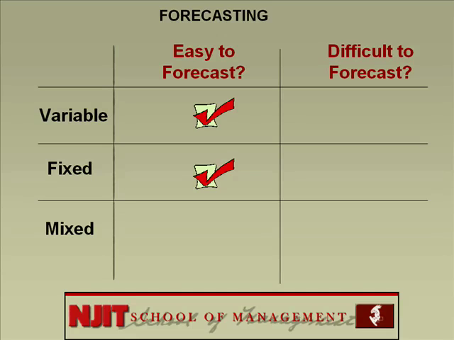If you know a cost is mixed, is it easy or is it difficult? The answer is it's difficult. This is because you really don't know how it's going to move. In real life, most costs are mixed. So, here are the steps to forecasting.